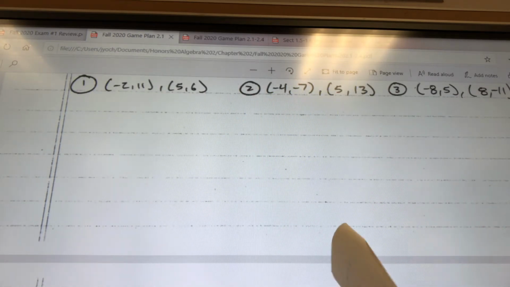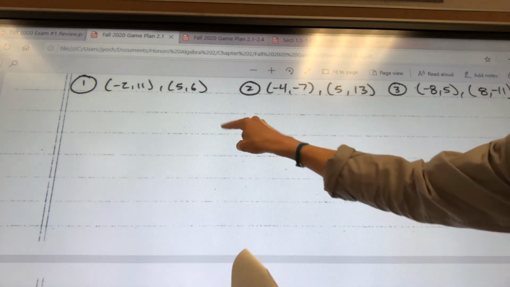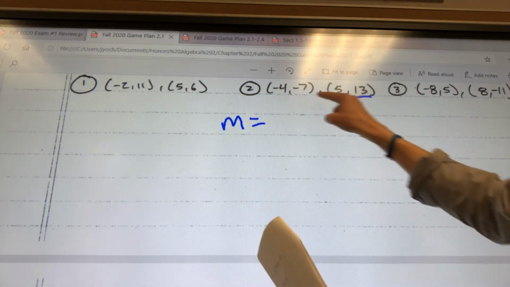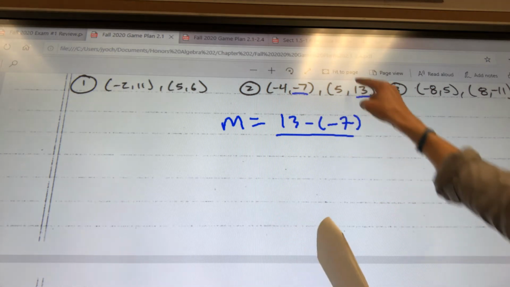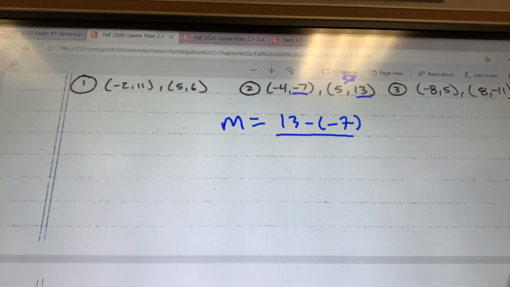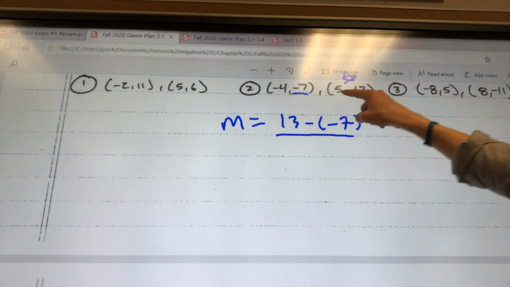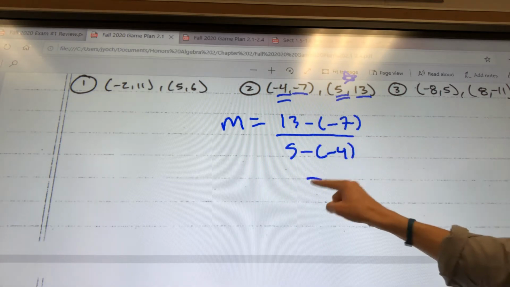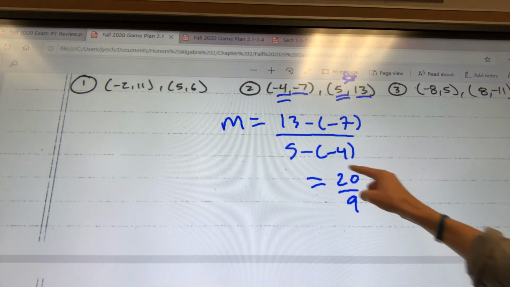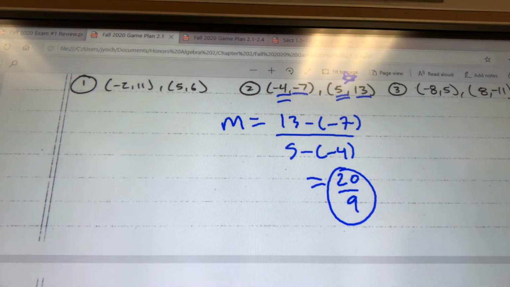Pause this video whenever you need. Let's do number 2 together. So the slope, here's what I'm going to do, m for slope. 13 minus a negative 7. 13 is the bigger y. If I can avoid negatives, I'm going to try to do that. Over, because I started with this 13, I have to do 5 minus a negative 4. 20 over 9 is a perfect answer for that slope. 20 over 9. That's really what I want to do with you on page 12.